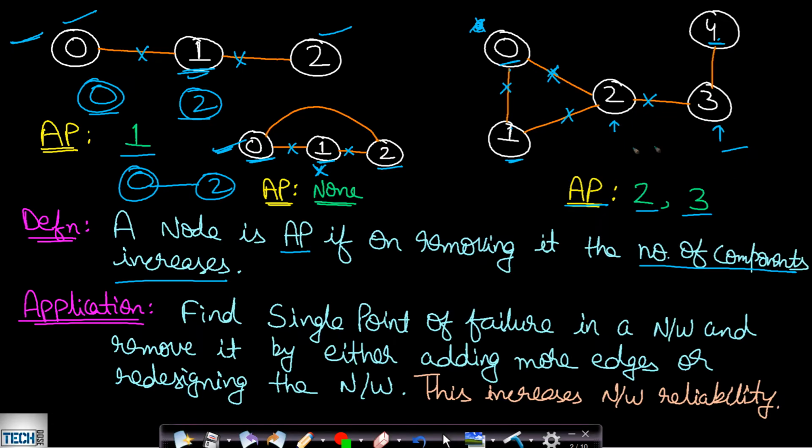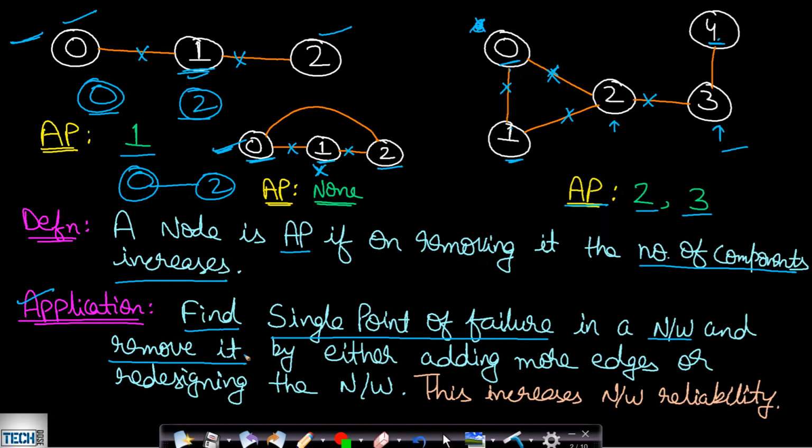Now before going into the details of finding articulation points, what is the application for finding the articulation point? Actually, we want to find the single point of failure in a network. So our graph can be considered as a network and we want to find the single point of failure. Because on removing the single point of failure, your network will get disconnected. Okay, so your network will get divided into sub-networks which will not be connected with each other.